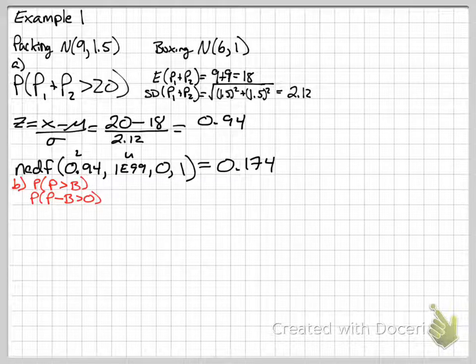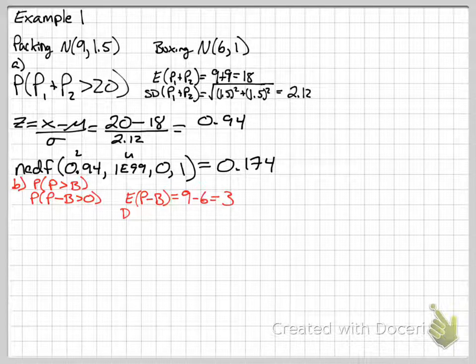Now we know how to find our mean and standard deviation. So our mean, you guys should know how to do this now. Our expected value, we can just go packing minus our boxing. We're just going to subtract our 2 means. So our mean of packing is 9. Our mean of boxing was 6, so we're going to subtract them. So our expected value of packing minus boxing is going to be 3.